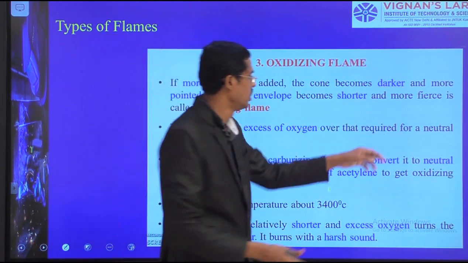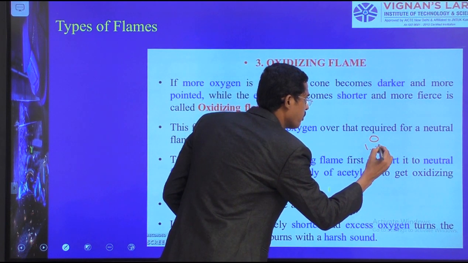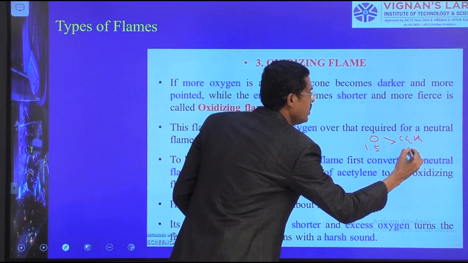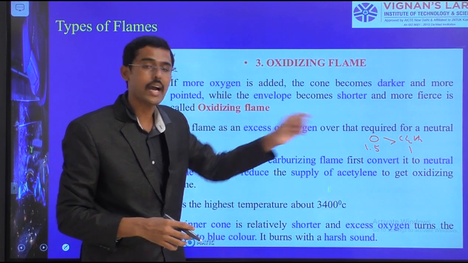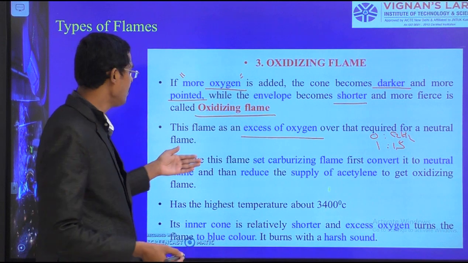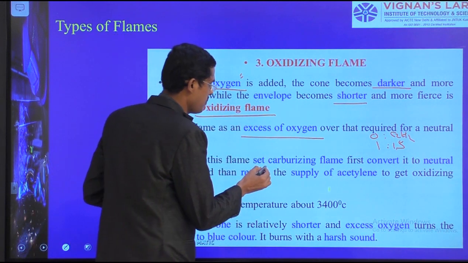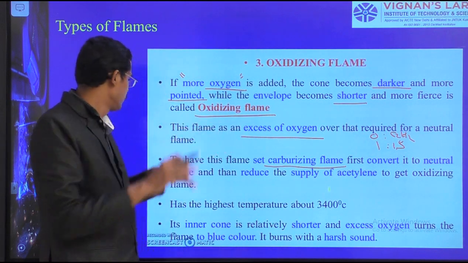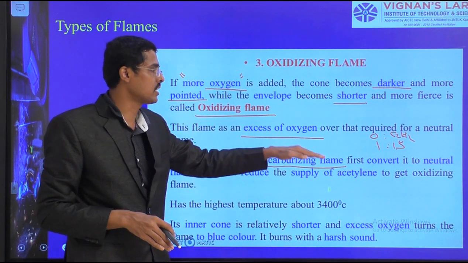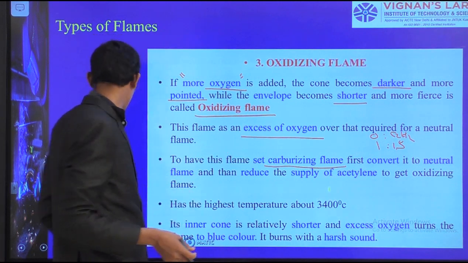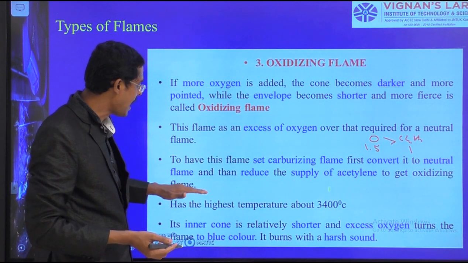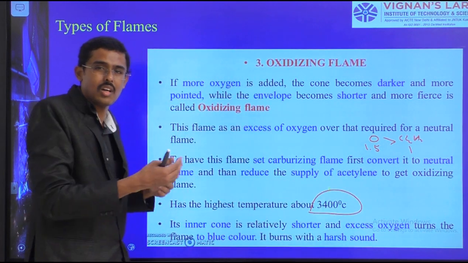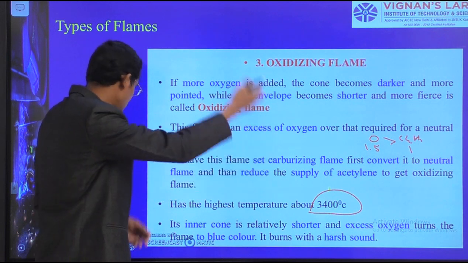For oxidizing, oxygen is 1.5 and C2H2 is 1, so the oxygen is higher. To get this flame, first set the carburizing flame and convert it into neutral, where we have kept 1:1, and then reduce the supply of acetylene to get the oxidizing flame. It has the highest temperature, about 3400 degrees centigrade.